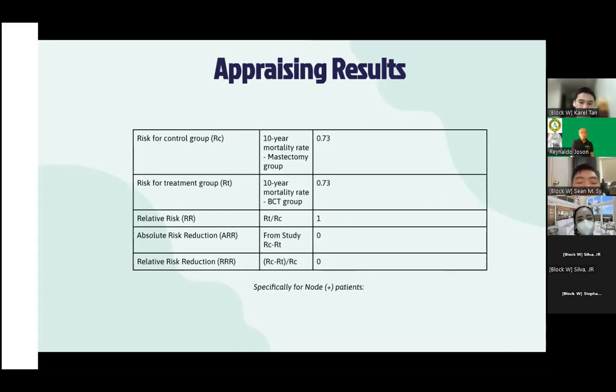and we found that there is an absolute risk reduction of 0% and a relative risk reduction of 0%. So they are basically the same when it comes to 10-year mortality, at least according to this study. Next slide, please.